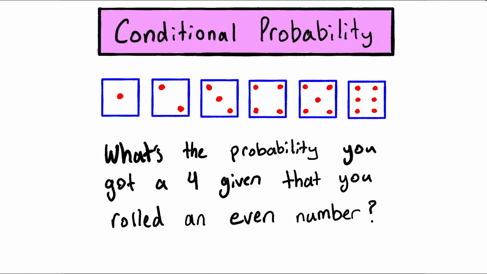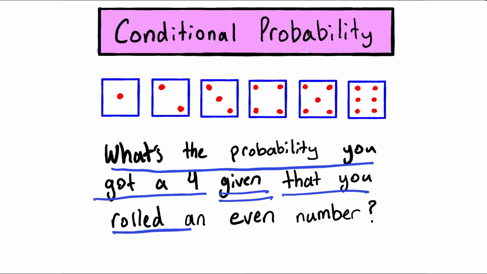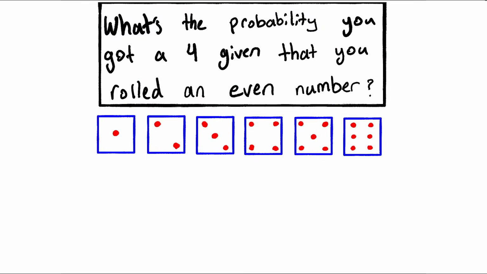So to start our discussion of conditional probability, let's say you roll a die. What's the probability you got a 4 given that you rolled an even number? The main word here that implies conditional probability is the word given. If you ever see the word given, it's a conditional probability question. So how can we figure this out?